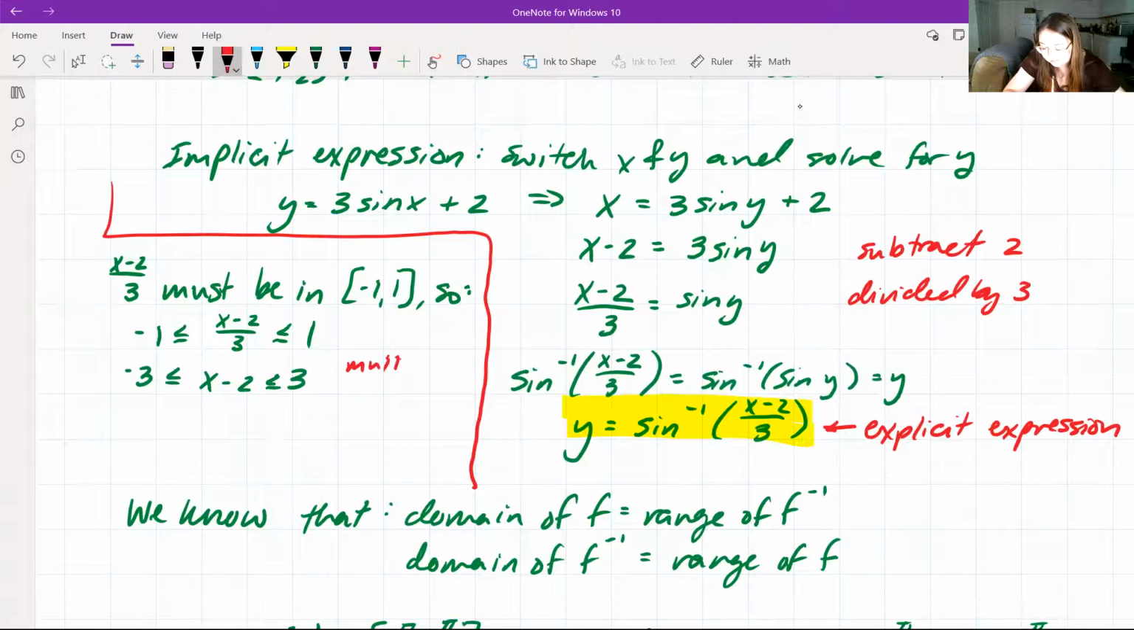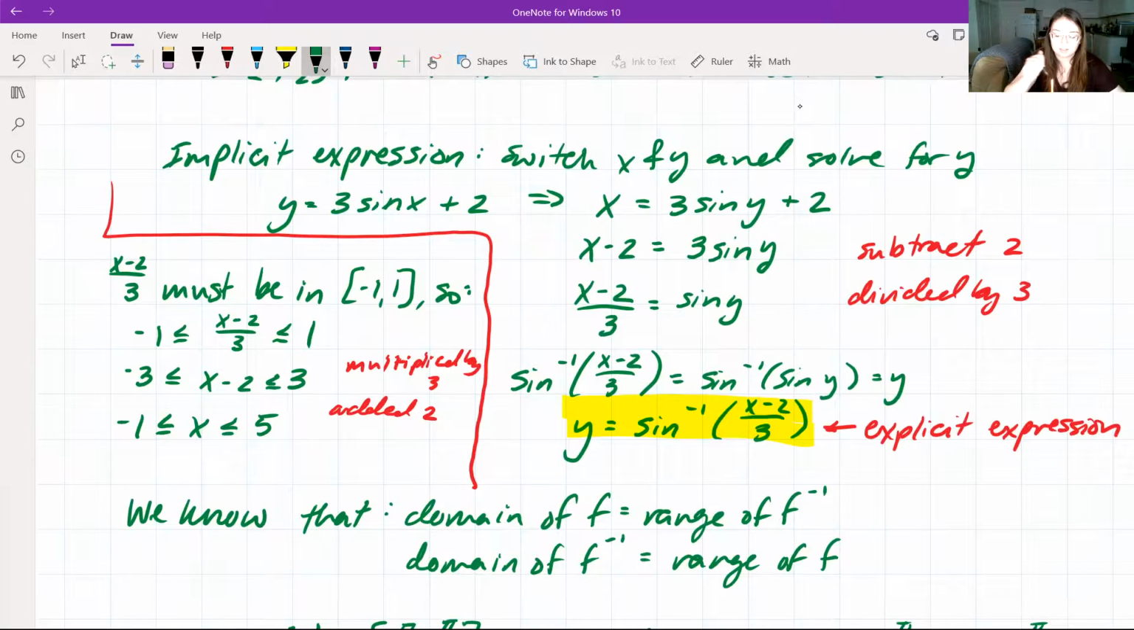So we multiplied by 3. Then we're still solving for x, so we can add 2 to both sides. When we add 2 to both sides, -3 plus 2 is going to give us -1, which is less than or equal to x, which is less than or equal to 3 plus 2, which is 5. So we added 2. So now we have that x is between -1 and 5, which would make our function have the right range.